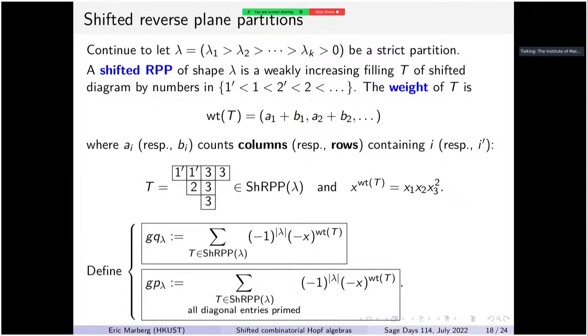And now the definition that we make is, lowercase gq is the sum over all of these shifted reverse plane partitions. And we have the same kind of signed weight as we did for the lowercase g's a few slides ago. And then gp lambda is the same sum, but instead of requiring no primes on the diagonal, we say every entry has to be primed. So that's the curious condition here: all diagonal entries in this reverse plane partition must be primed. You take this big sum.